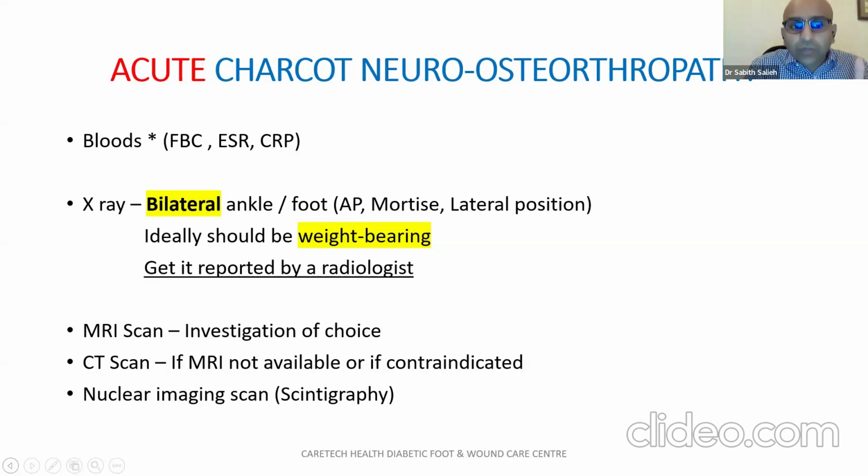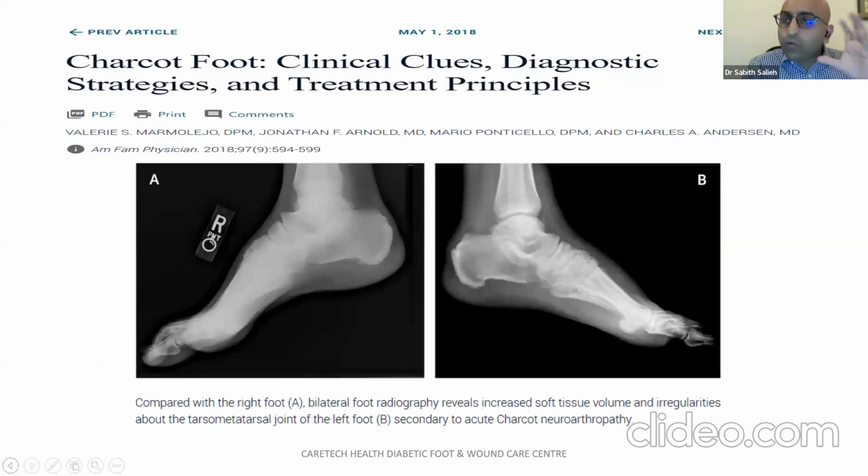And again, I would like to reinforce, just because you get a normal X-ray, it doesn't mean this is not acute Charcot's, right? The investigation of choice is, of course, an MRI scan, but sometimes we may not have the resources to be able to do it. So then sometimes, if that is contraindicated, they do a CT scan as well. But you have to always suspect it.